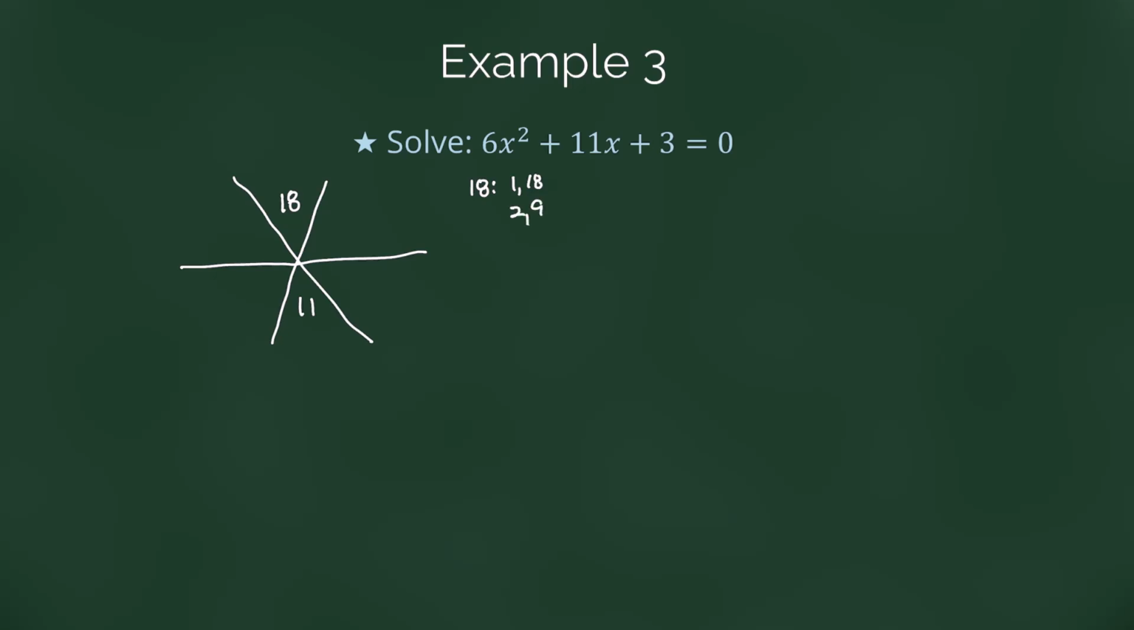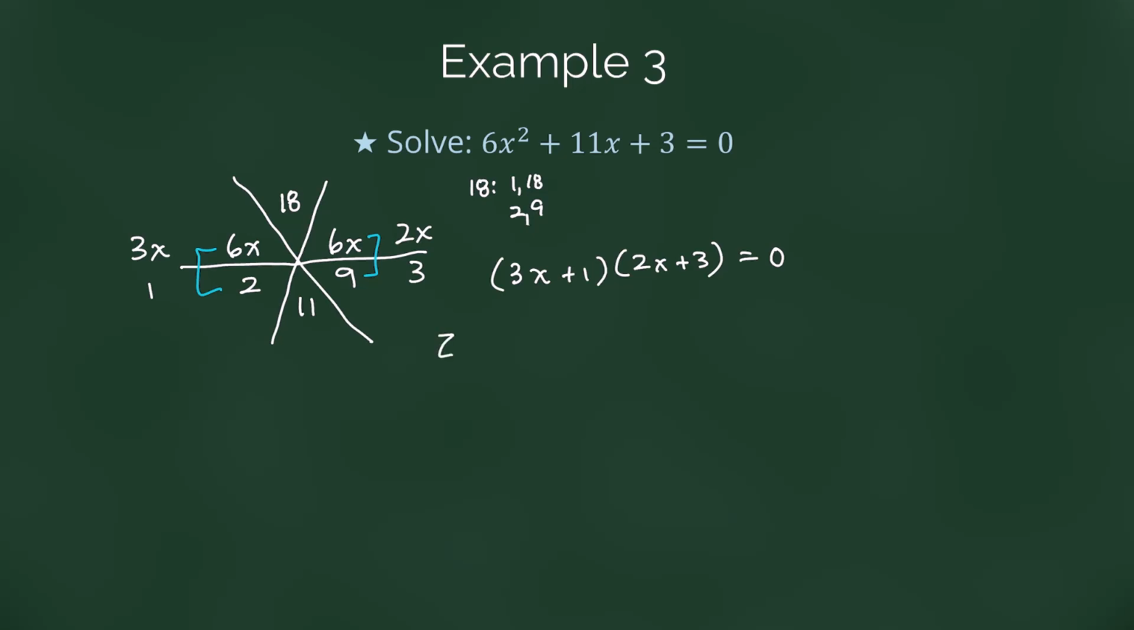3 and 6 won't work. Those add up to 9. So 2 and 9 work, so we'll put a 2 here and a 9 there. We'll write our 6x above those, and now we're going to simplify. So I'm looking at 6x and 2. They're both divisible by 2. If I divide out the 2, I get 3x and 1. 6x and 9 are both divisible by 3. If I divide by 3, I get 2x and 3. And so my factors are 3x plus 1 and 2x plus 3, and that equals 0.